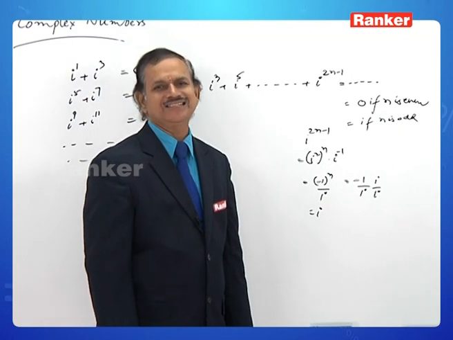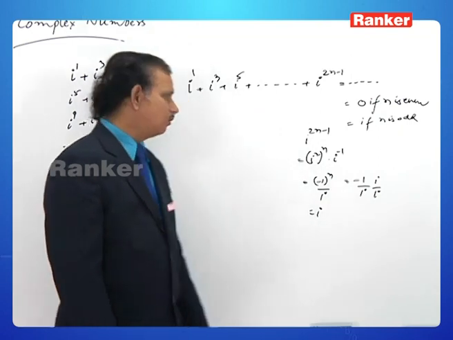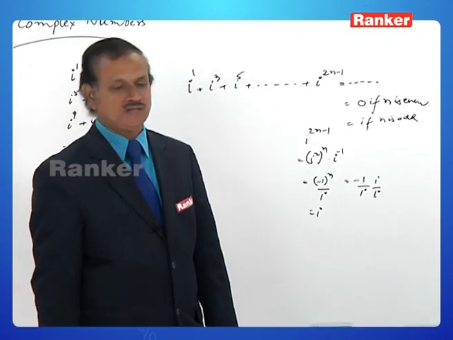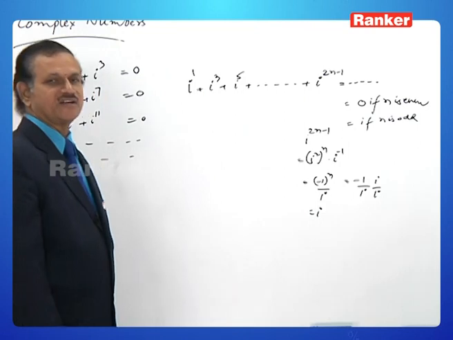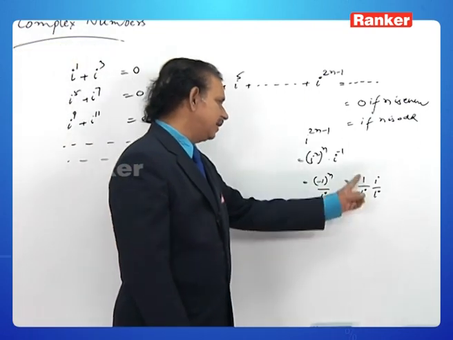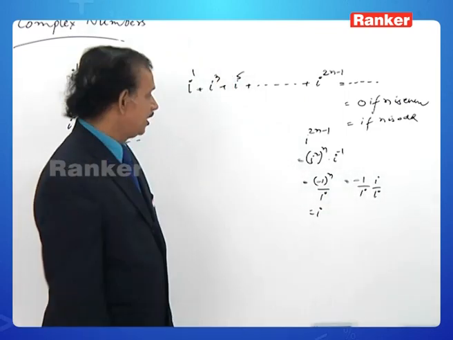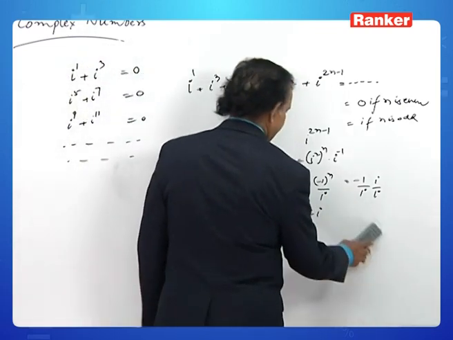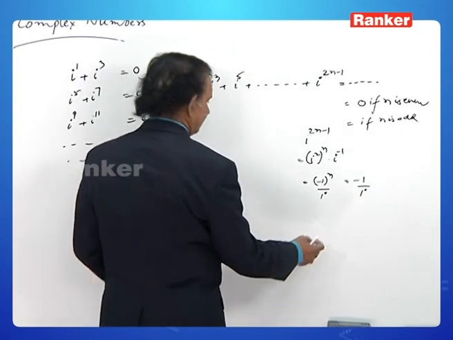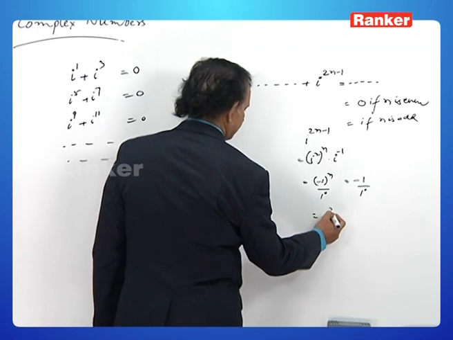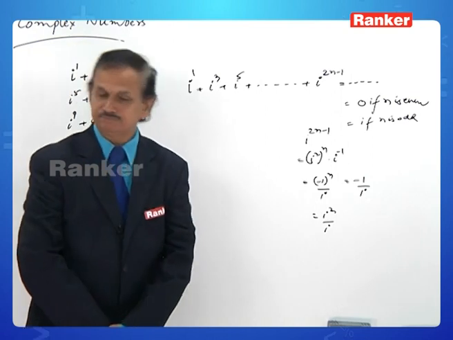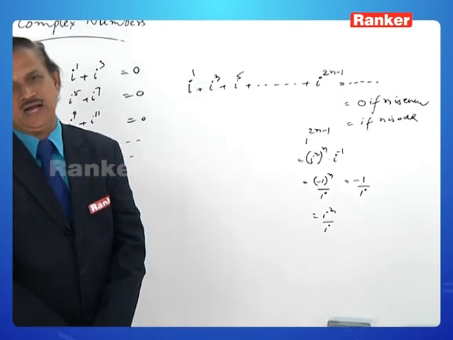N is odd. Therefore, as n is odd, minus 1 whole power n is minus 1. Minus 1 by i. Multiply it with i, both numerator and denominator. You will have minus i by i square, which is minus i upon minus 1, that is i. Not only that, you can simplify this another way also. Minus 1 by i. In the place of minus 1, you can write i square. I square by i is again i. Therefore, the answer is i.